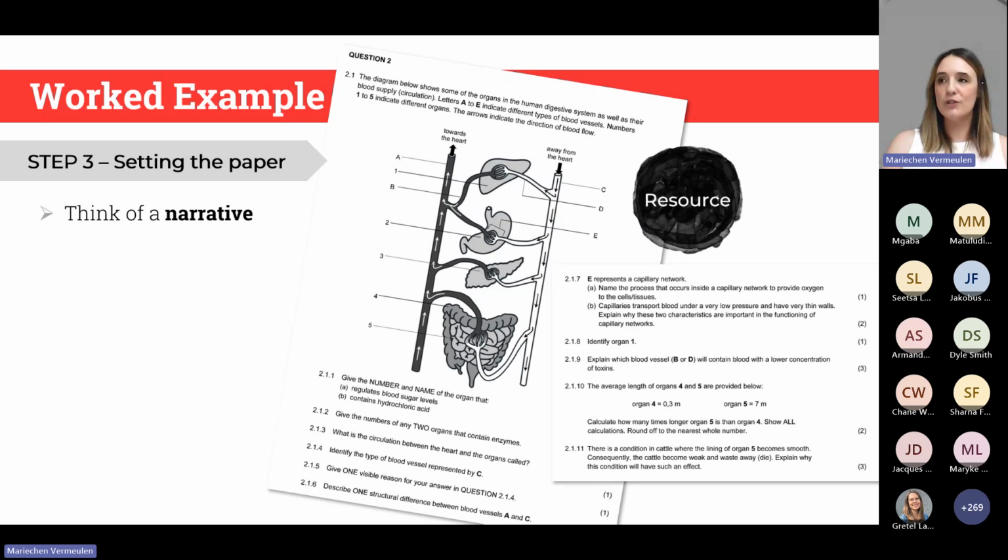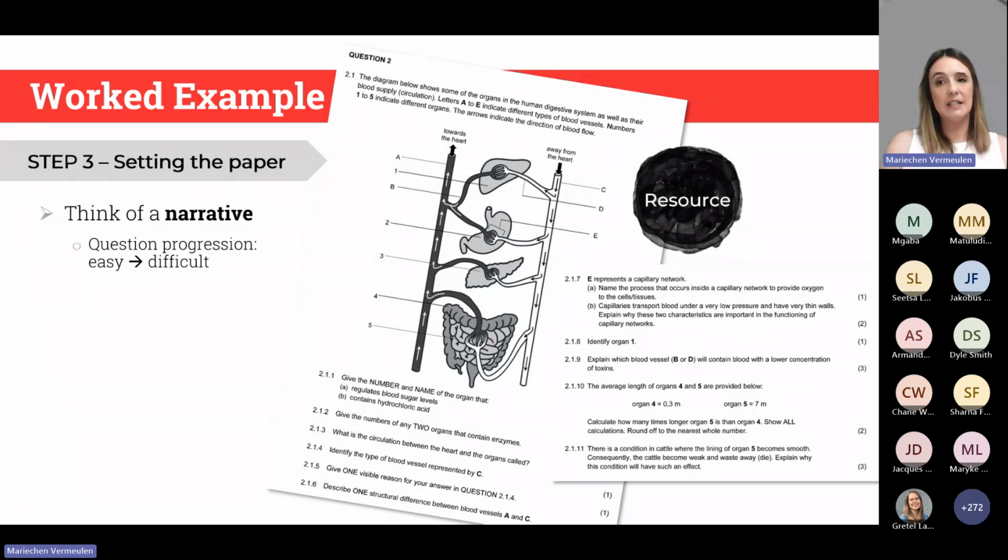We're going to work through the cognitive assessment of each of these questions a bit later. But for now, I basically want to look at the structure of this question and how I approached it, so that you can see that progression and the thinking and rationale behind it. If we read the stem of the question, it says: the diagram below shows some of the organs in the human digestive system, as well as their blood supply, circulation.